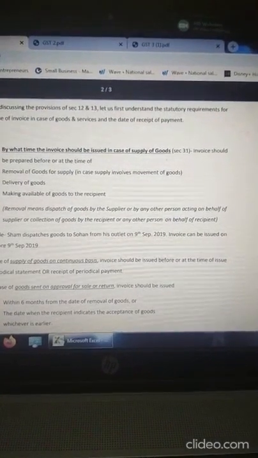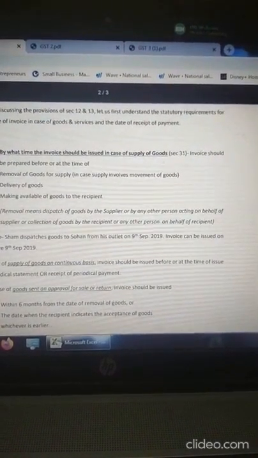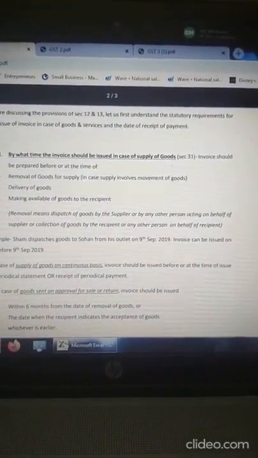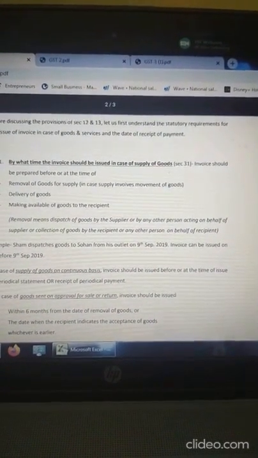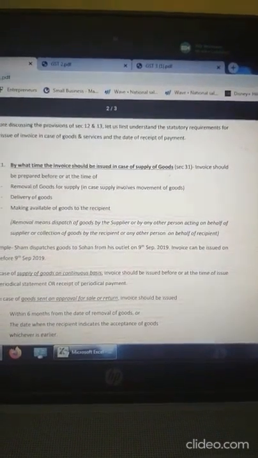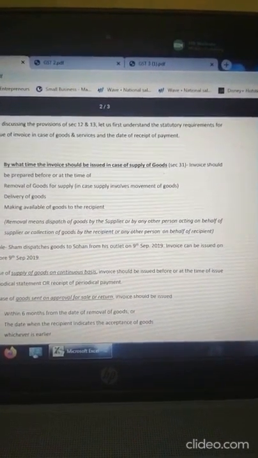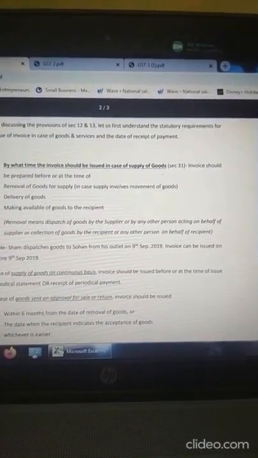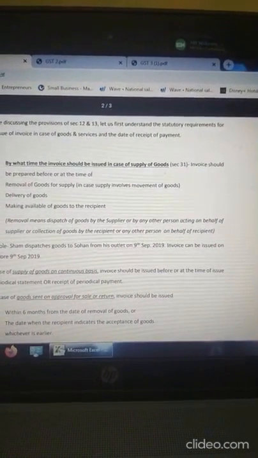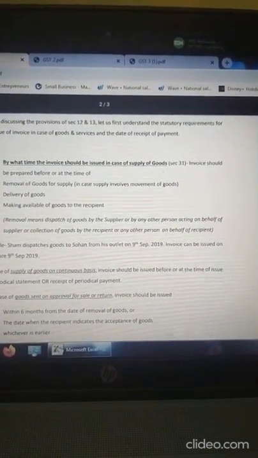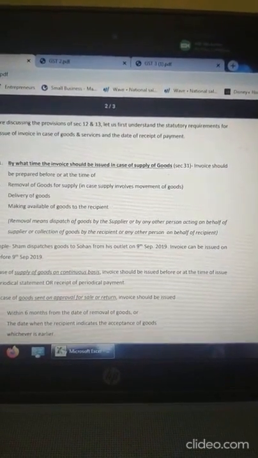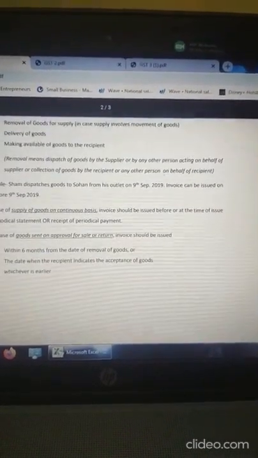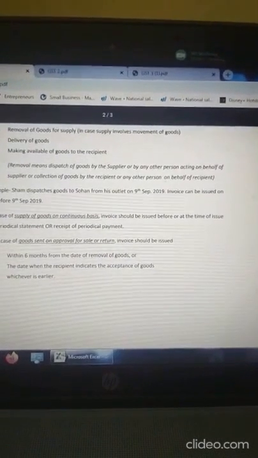By what time should the invoice be issued in the supply of goods? The invoice should be prepared before or at the time of removal of goods for supply, delivery of goods, or making available goods to the recipient. Removal means dispatch of goods by a supplier or any other person acting on behalf of the supplier, or collection of goods by the recipient or any other person on behalf of the recipient. We can understand this by an example.